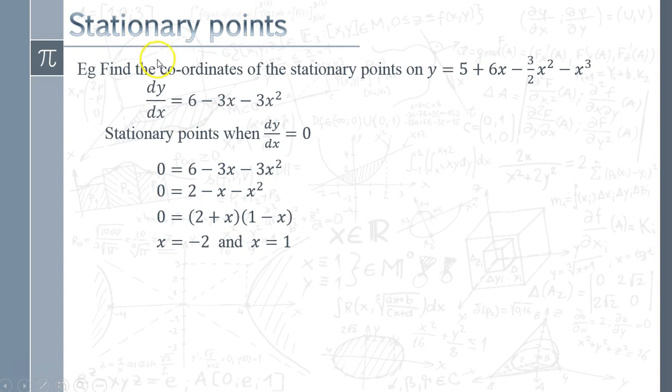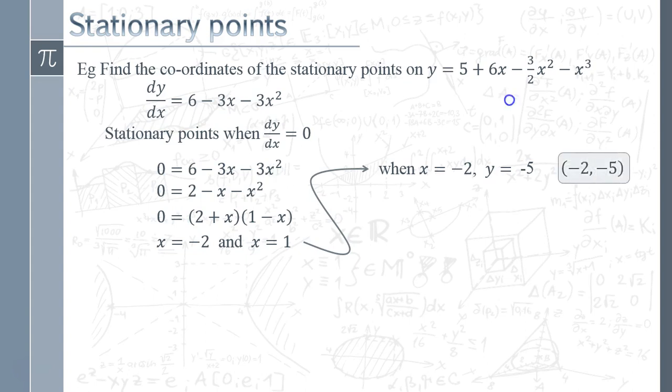Now the question is saying, okay, where are the coordinates of the stationary points? So if we want the coordinates of those points, we've got the x coordinates. We're going to need to find the y coordinates. So when x equals -2, we've got to go back to this one up here, put x = -2 into there, and we're going to get y = -5. And likewise, when x is 1, y is 9. And so there you go, there's our two coordinates where we have stationary points on this particular curve.